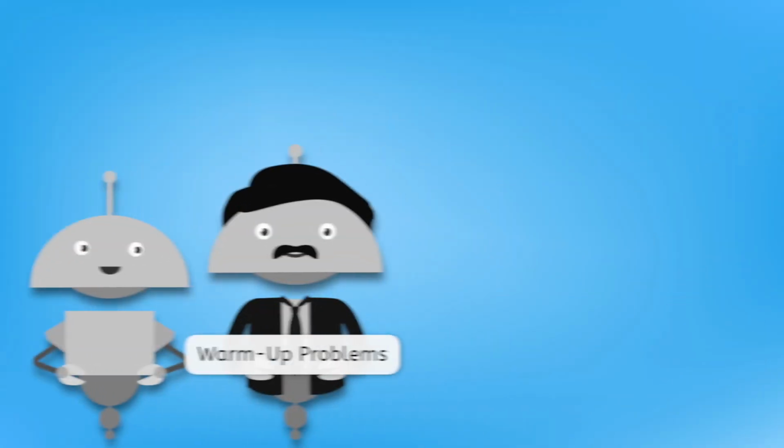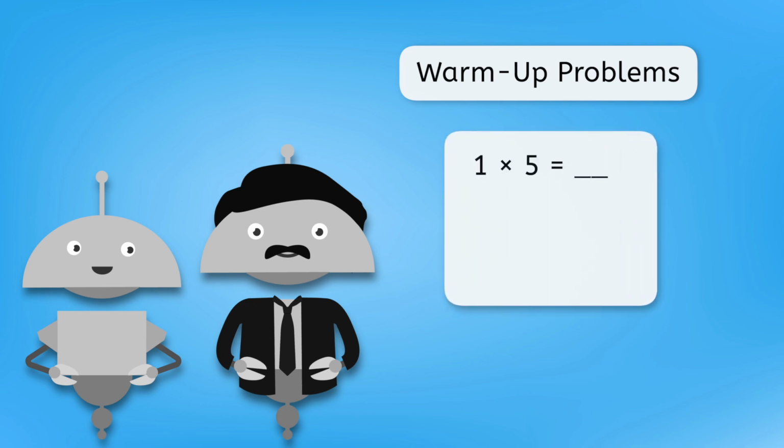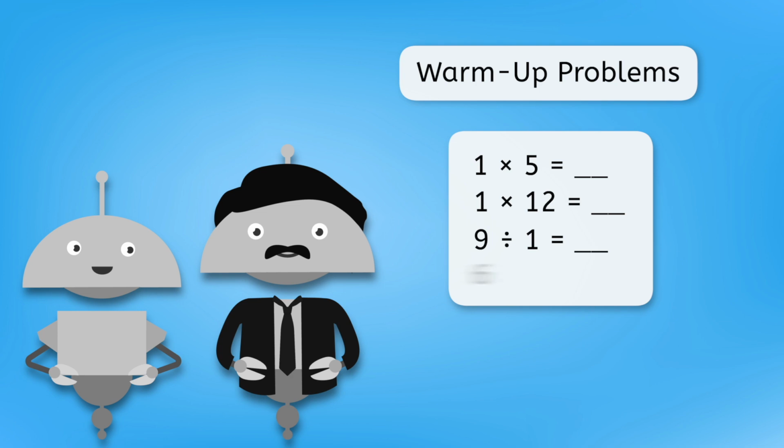Looks like Mia's dad, Max, has some warm-up problems for us. 1 times 5, 1 times 12, 9 divided by 1, and 6 divided by 1. You know, I feel like I've solved these problems before, but when? Pause and solve in your guided notes.